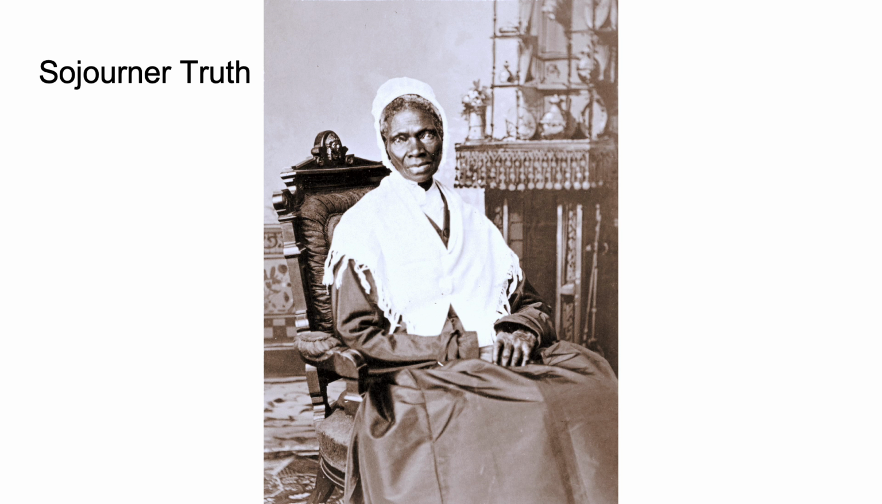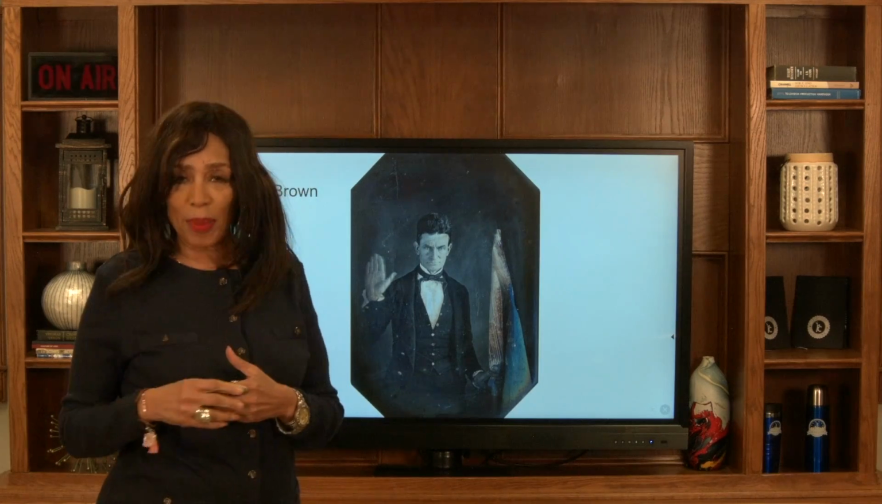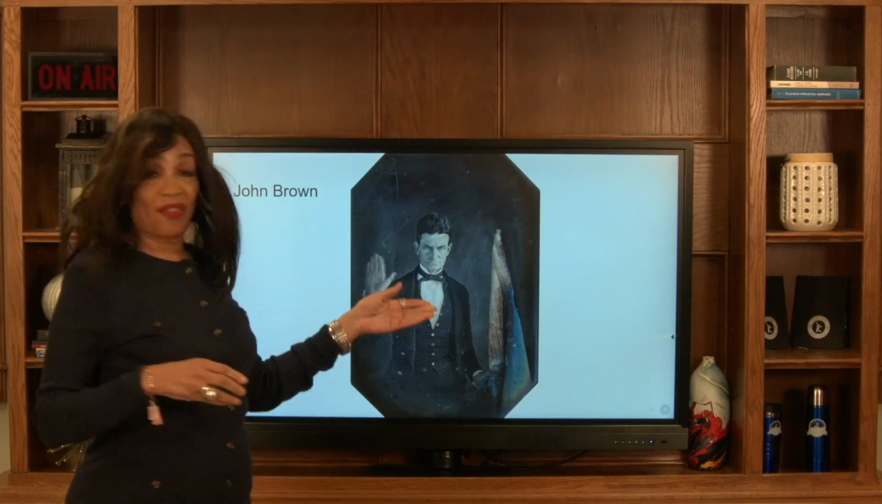Another inspiring thing about Sojourner Truth is that she helped enlist over 200,000 or so slaves to fight in the Civil War or for the Union. Number four, John Brown. Now, all abolitionists weren't necessarily people of color. There were some that believed in the cause, just like there's good and bad people in every race, in every scenario. Okay, John Brown.